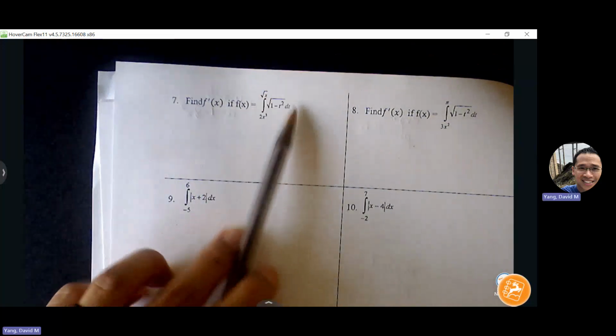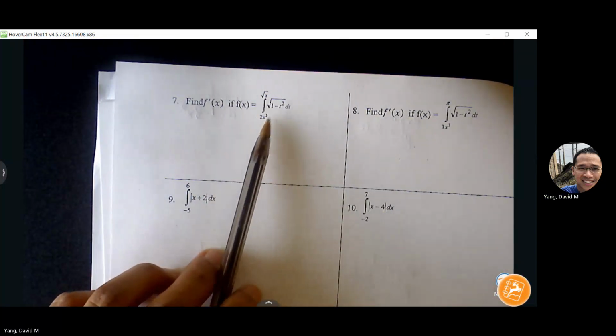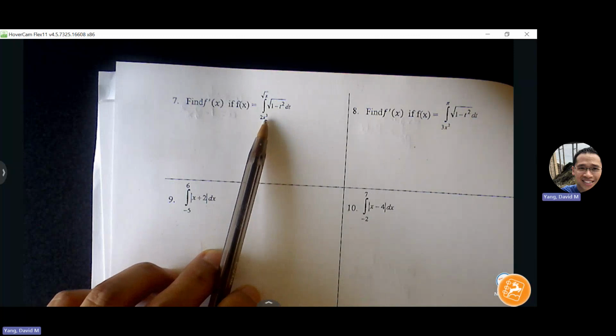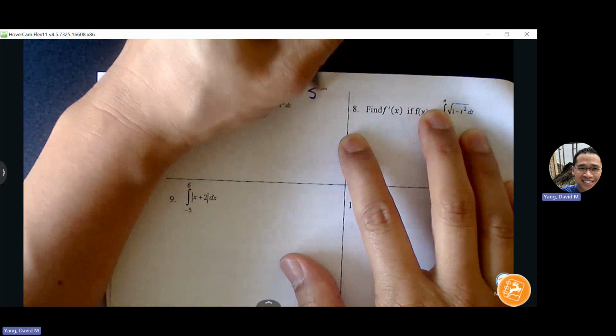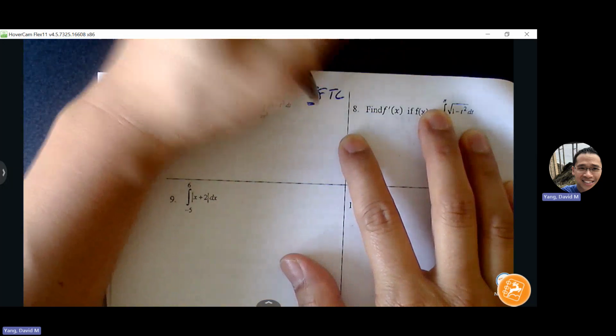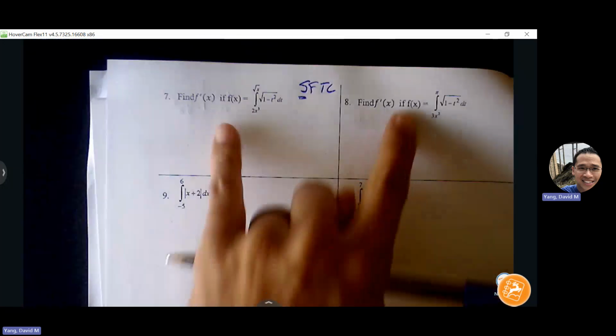Find the derivative for this messy expression. Remember the second theorem? We can cancel out and go through all that process. So I'll do SFTC. This is the second fundamental theorem of calculus. This goes for both 7 and 8.